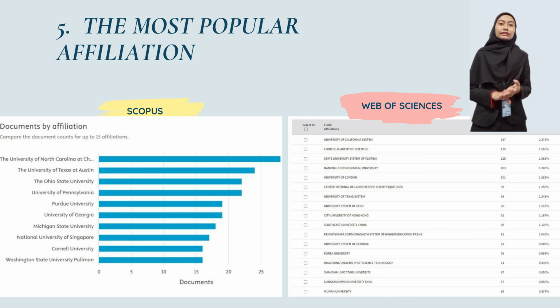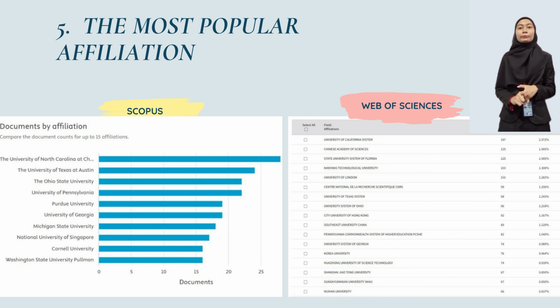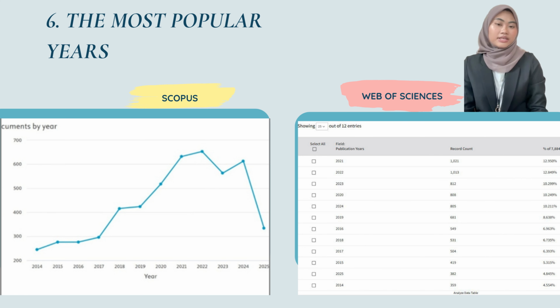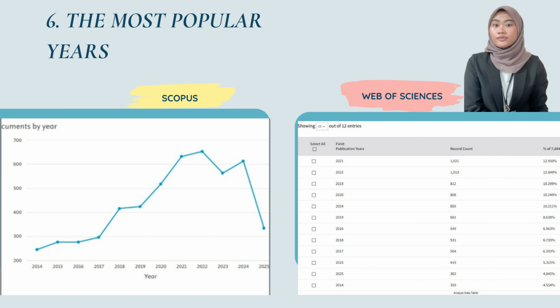Not only that, China is also one of the countries that produce a lot of documents, which makes China the second largest producer. So I will go to the last part of the analyzed results, which is by year. We have two results, from Scopus and also from Web of Science.